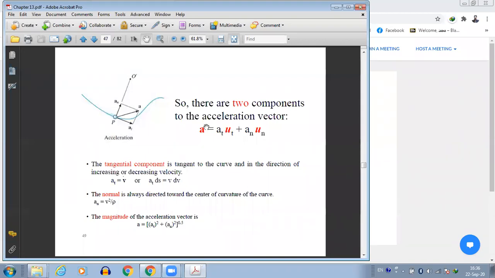So there are two components of the acceleration vector: a is equal to at ut plus an un. And if we have at and an, then we can find the overall magnitude of the acceleration as the square root of at square plus an square, where an is v square upon rho and at is v dot.